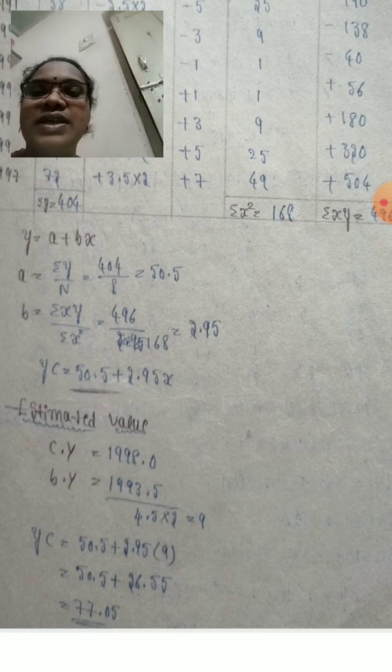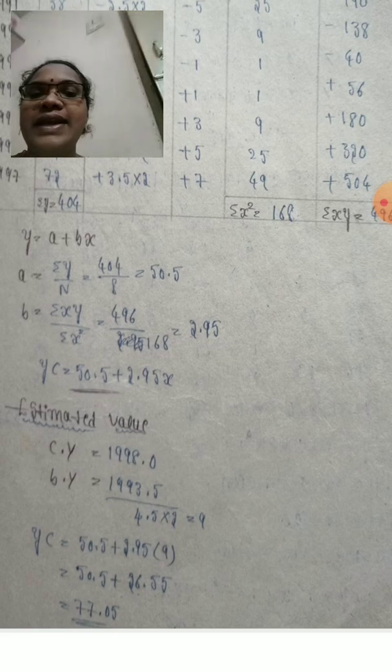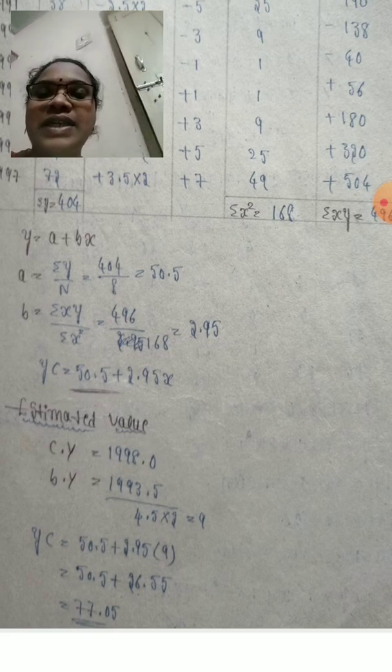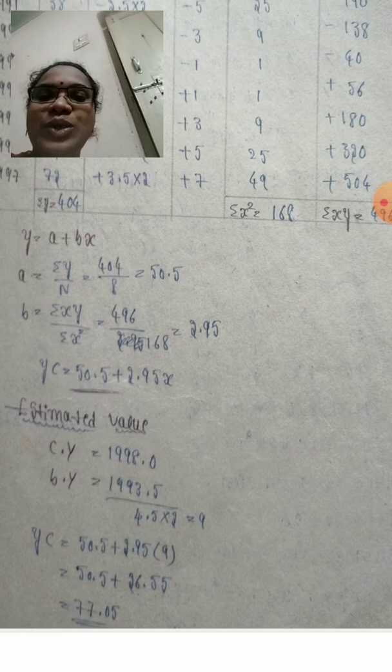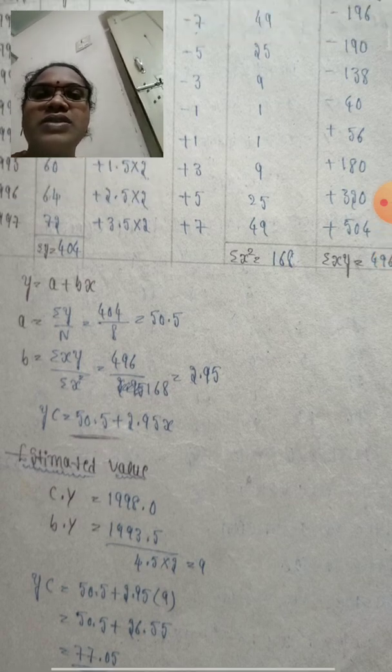The estimated value: the current year is 1998, the base year is 1993.5, so x is 4.5 into 2, that is 9. yc equals 50.5 plus 2.95 into 9, that is 26.55. 50.5 plus 26.55 is 77.05. So this is the solution.